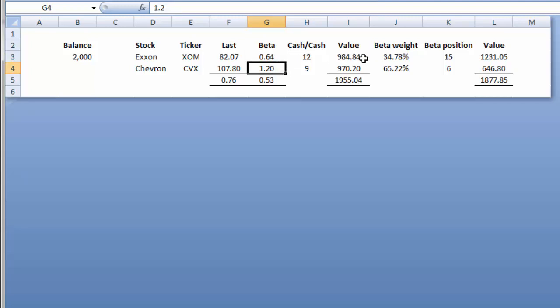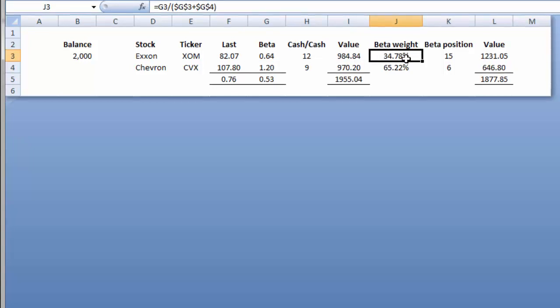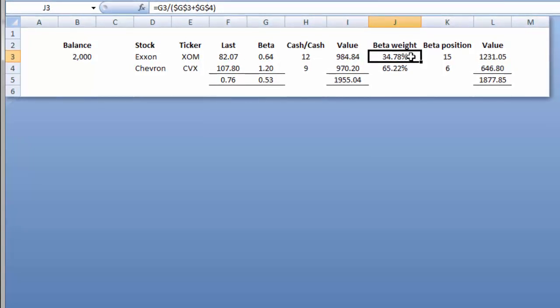Once you've got beta, we can calculate beta weight. To calculate the beta weight, what we're simply doing is summing the betas for both stocks. Then for Exxon, we're taking its beta and dividing it by the sum of the two betas, so that's how we get to the end beta weight. That's all this formula is doing in both cells.